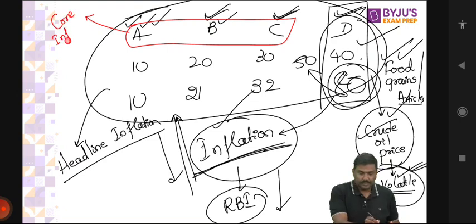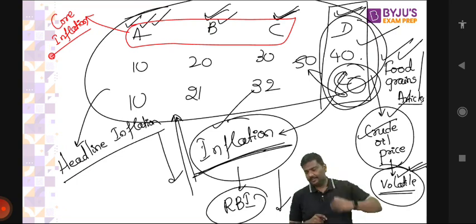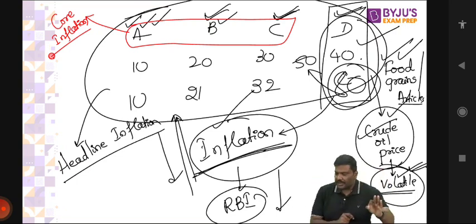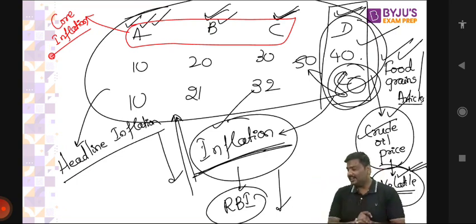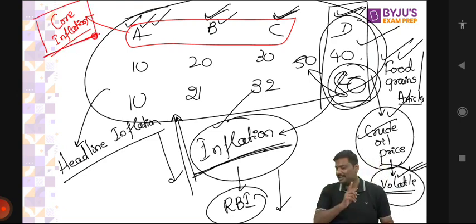Now tell me, between headline inflation and core inflation, which is a better indicator? I'll repeat it. Between headline inflation and core inflation, which one do you think is a better quality indicator? It is core inflation. Some of you are still confused. It is core inflation, not headline inflation. Right? The reason is again the same thing. Don't you think prices of food articles are fluctuating a lot? Very often these are fluctuating.